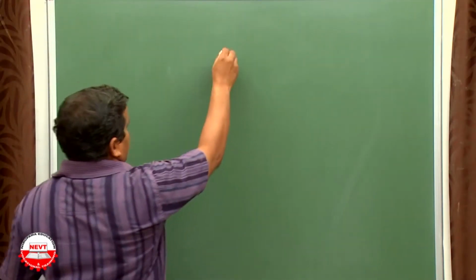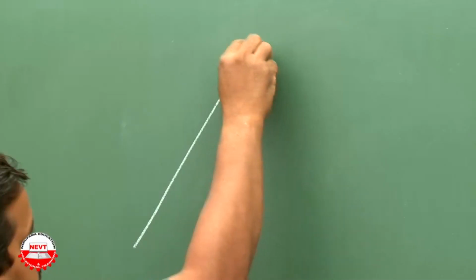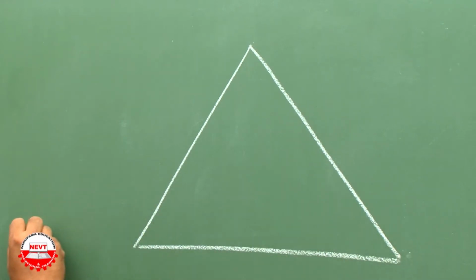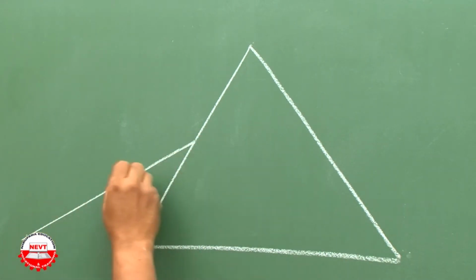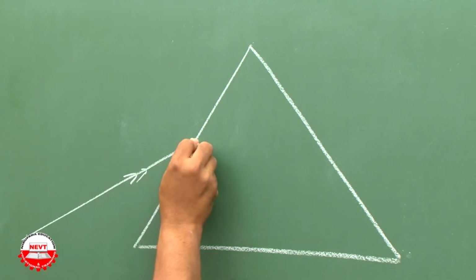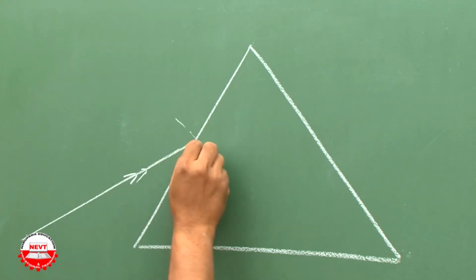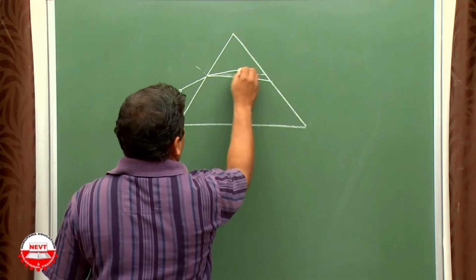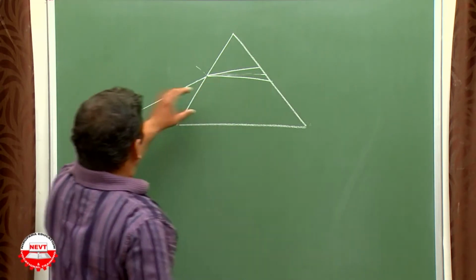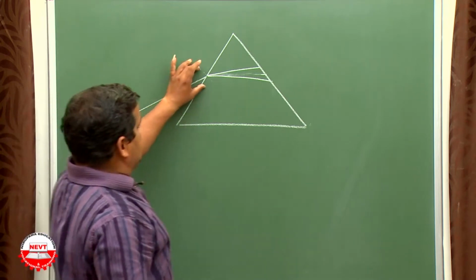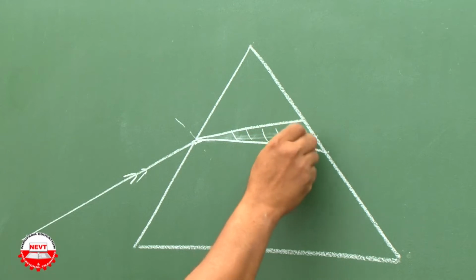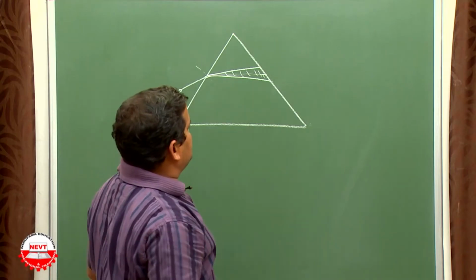Dispersion of light through a glass prism. This is a prism, and the light ray travels like this. From this part, this is the normal, it will bend towards the normal like this. Actually what will happen is, if you pass white light here, the white light will get split and form a band of color.